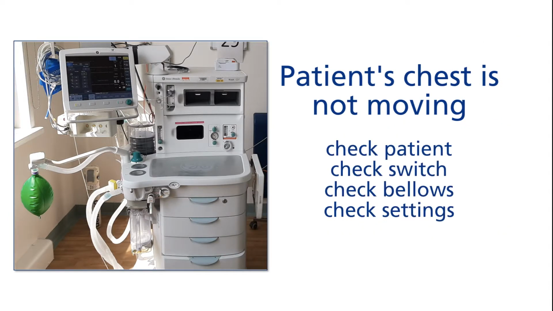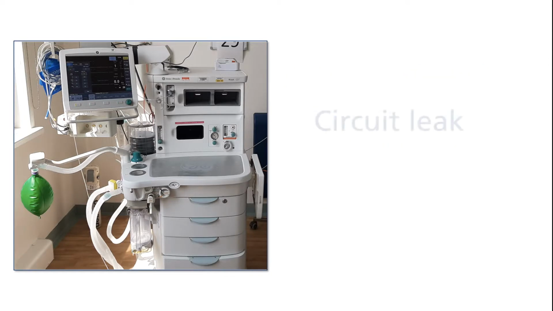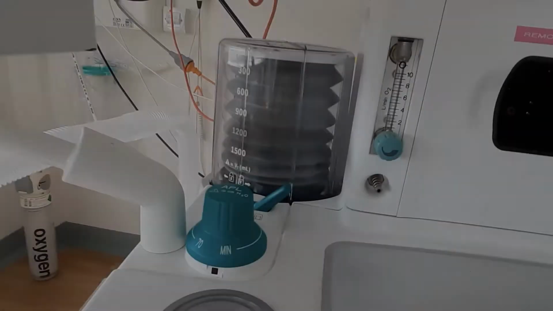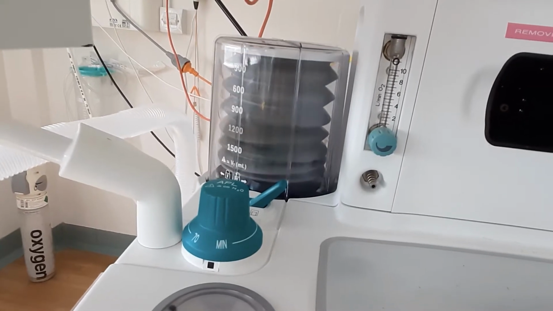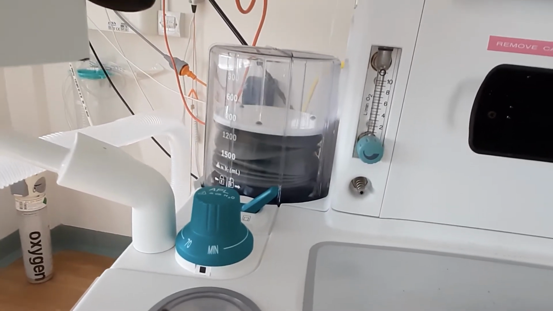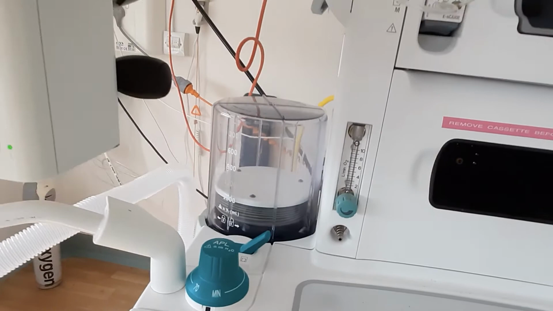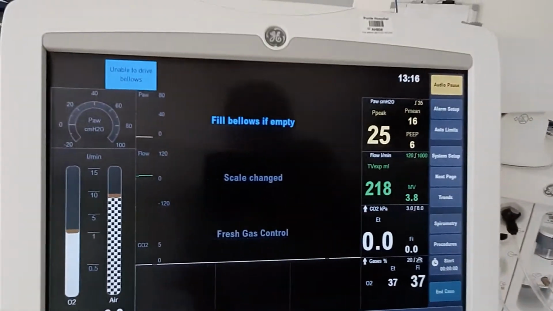If the patient's chest is not moving, you need to check the patient, check the ventilator manual switch, check the bellows and circuits, and check your settings. One reason might be a circuit leak. When this alarm sounds and the bellows are not refilling after every breath, you have to suspect a leak.